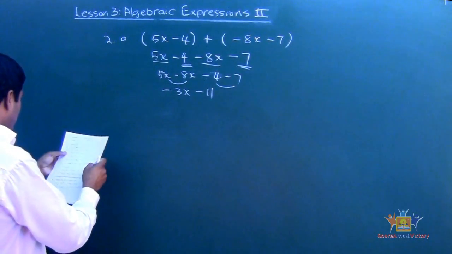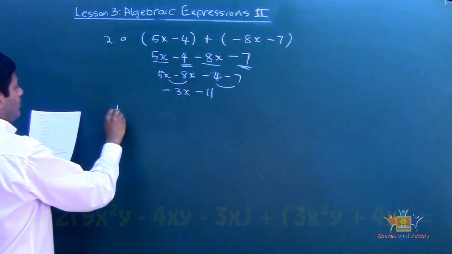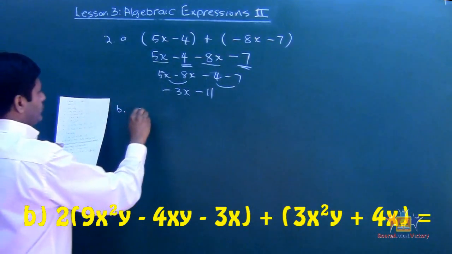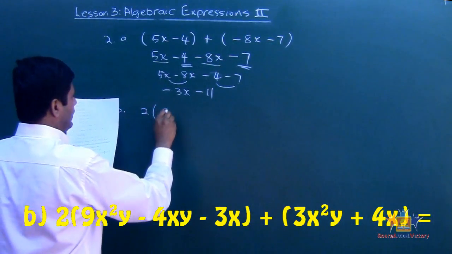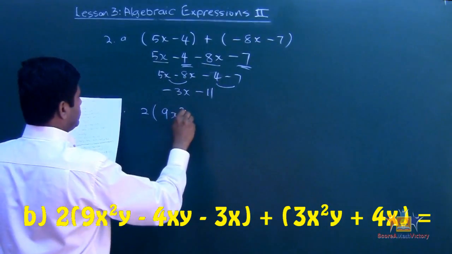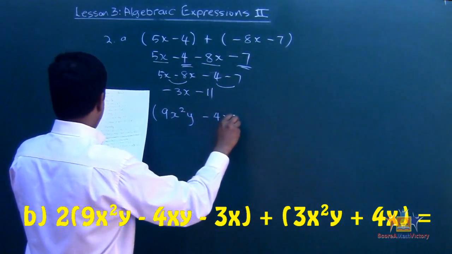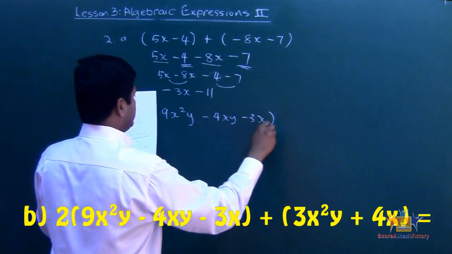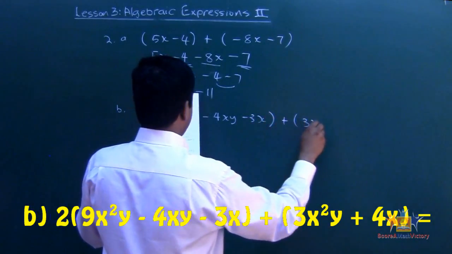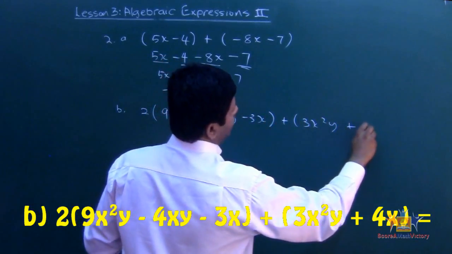Okay? Let's do problem B. Okay, B, you're given 2 times the whole thing, everything inside the bracket: 9x squared y minus 4xy minus 3x plus 3x squared y plus 4x.